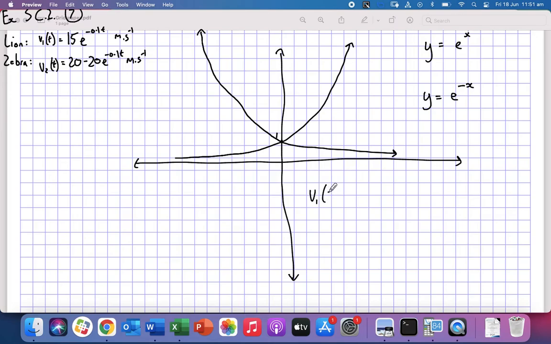The next thing I would do is see where we start. We don't have to worry about negative time at all, right? Because we're graphing against t, time, in seconds. What's the initial speed at 0? I'd have 15 e to the minus 0.1 times 0 equals 15, because this just equals 1, right? So I've got my idea of shape, and I know that I start at 15, and that's what the lion's doing.